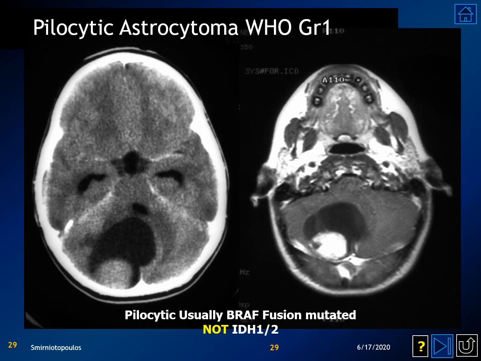Two examples here of a pilocytic astrocytoma, both in a child. Both have the classic appearance of a nodule and a larger fluid-filled area. Most of the mass effect comes from the fluid and not from the solid portions of the tumor.